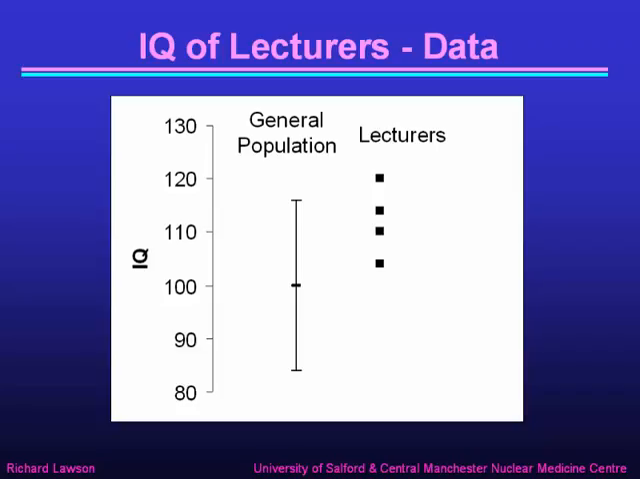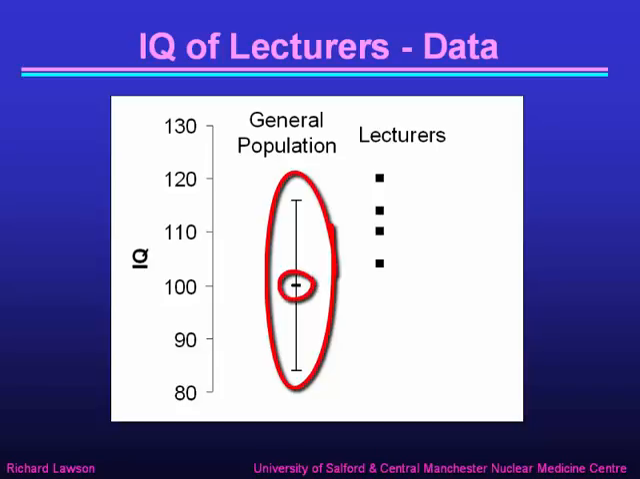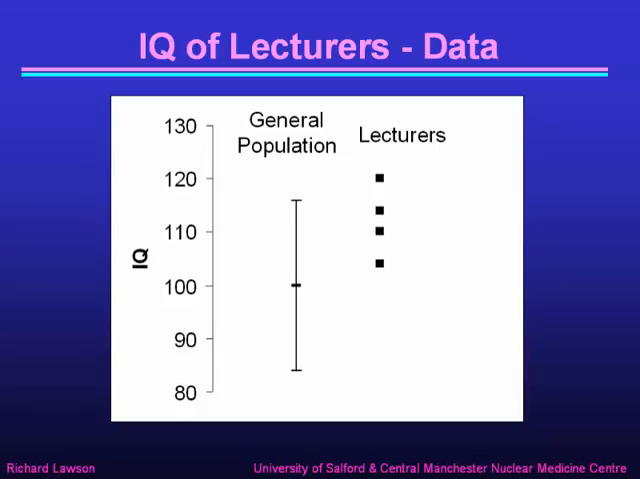So let's have a look at the data first of all. Here we have a scale of IQ on the vertical axis, and the error bar with a length representing the standard deviation and a bar in the middle representing the mean shows the IQ for the general population as a mean plus or minus a standard deviation. And the 4 dots show the IQ of our 4 lecturers. So does it look to you like the lecturers have a higher IQ than the general population? They're certainly all above 100, but is it sufficiently far above to be significant? Well, that's what we're going to test.